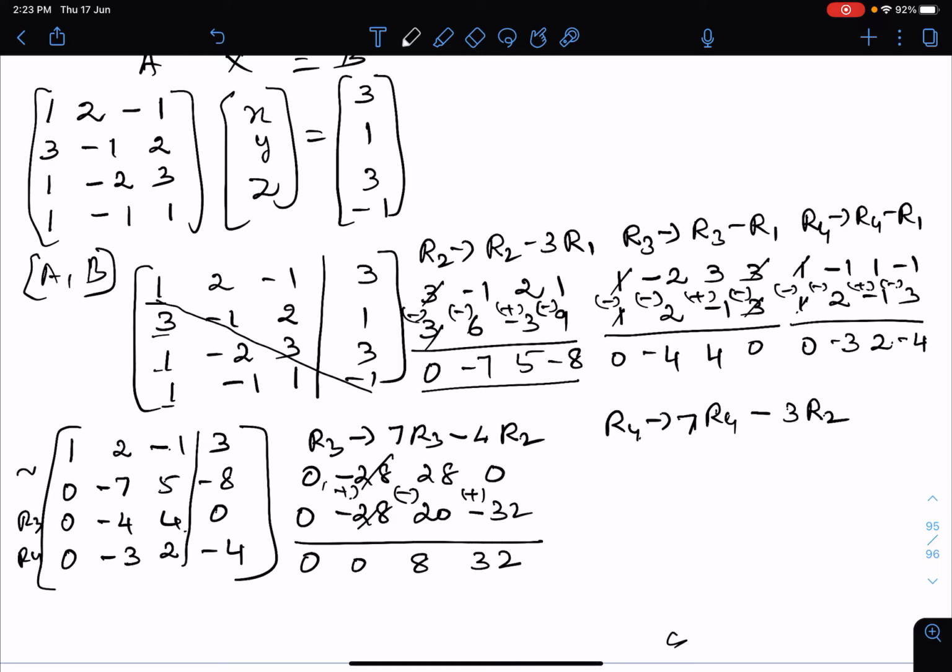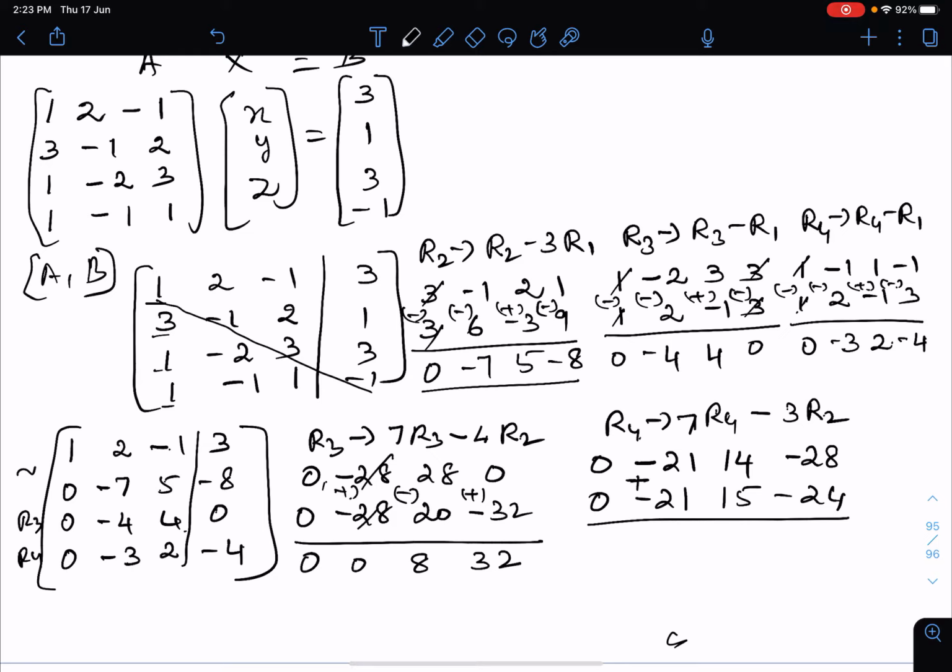8 and 32. Now we'll come to our row 4, 7 into R4: 0, 7 3s are 21, 7 2s are 14 and 7 4s are minus 28. 3 into R2: 0, minus 21, 15 and minus 24. Now again you change your sign, all the plus will become minus and minus will become plus. So this gets cancelled, 0, 0, this is minus 1 and this is minus 4. This is going to be our row 4.